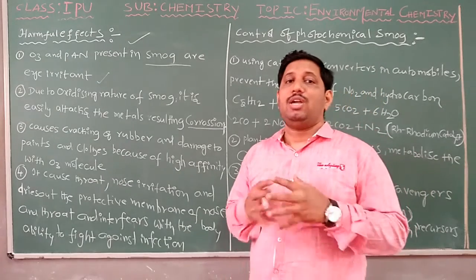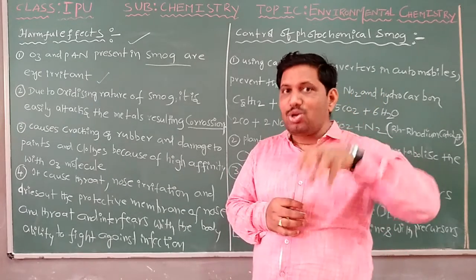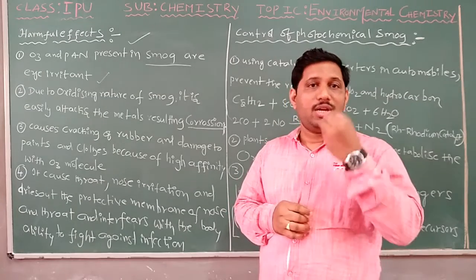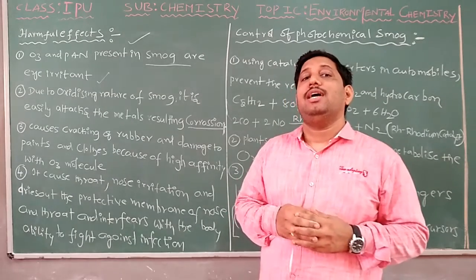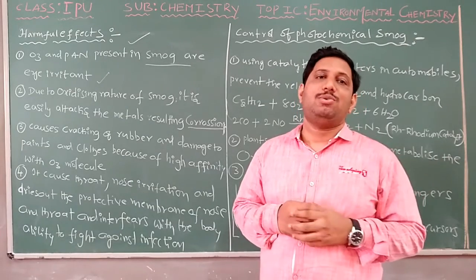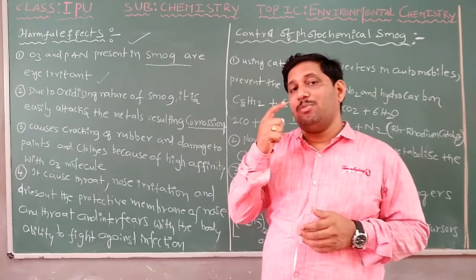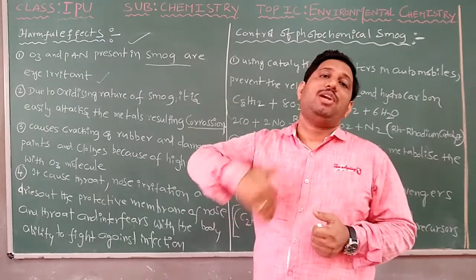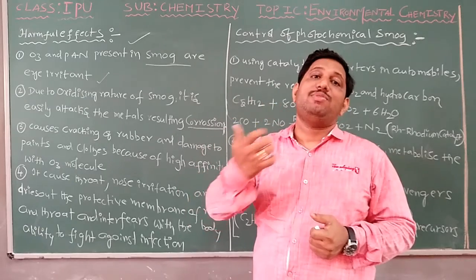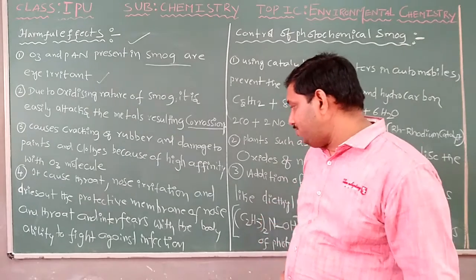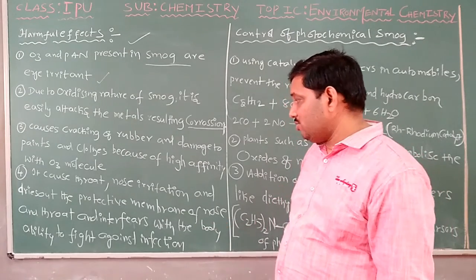It does not only affect the nose and throat, it also dries out the protective membrane present in the nose and throat. Our throat contains a protective membrane that can be dried out. Our nose contains a protective membrane that can be dried out. That is, the wet membrane can be converted into dry because of the photochemical smog. And that is the second point, students.